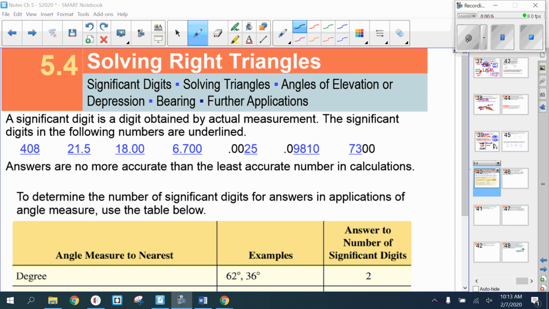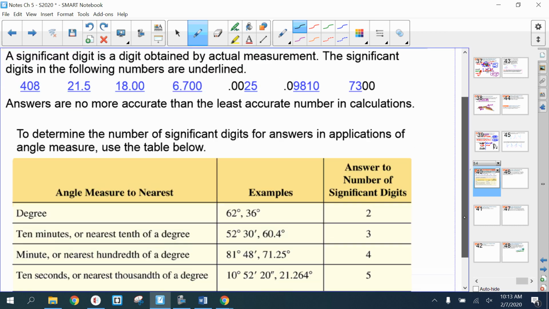5.4, solving right triangles. When they say solving right triangles, basically what they mean is find all the missing parts. You're going to get some sides and angles. You'll have to find the rest of the sides and angles. Okay, so the first slide is about significant figures. You may remember this from physics class.